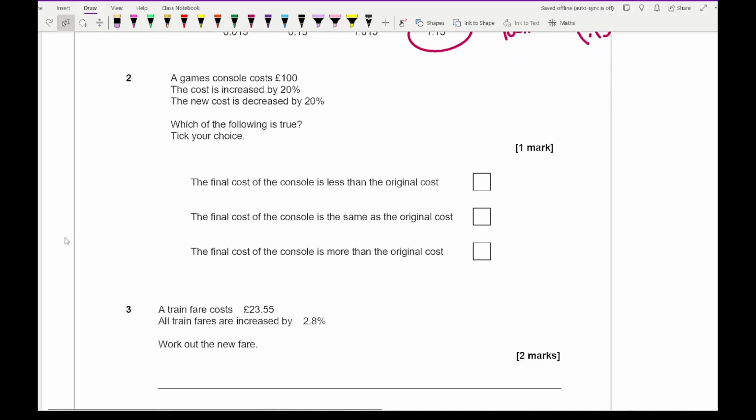With question 2 it says a games console costs £100, a pretty cheap games console. The cost is increased by 20% and the new cost is decreased by 20%. Which of the following statements is true? So let's have a look at what this is. So if we got £100, we increase it by 20%, so we multiply it by 1.2, but then we decrease it by 20%, so we multiply that by 0.8.